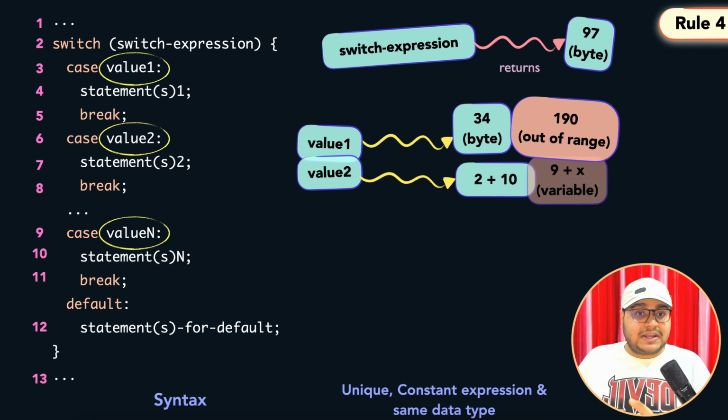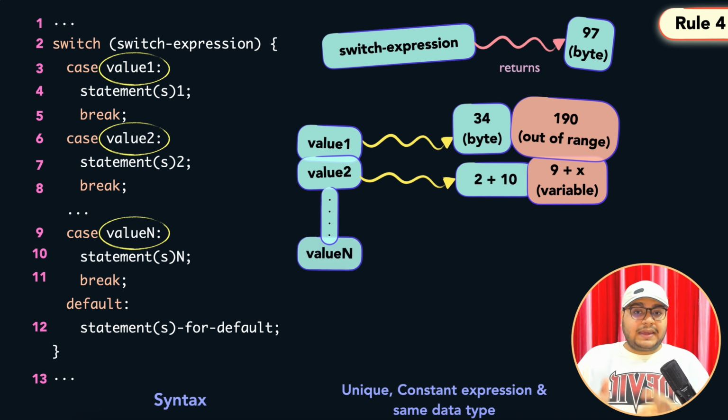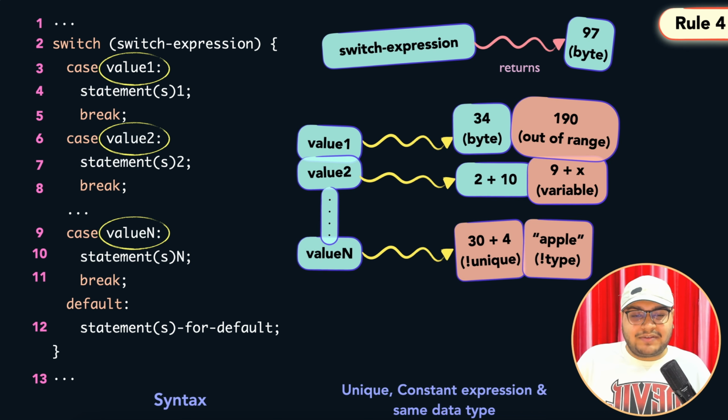Similarly, a value can take a constant expression of the form 2 plus 10, which is basically 12, but it cannot take a non-constant expression like 9 plus x because it cannot know what value it has at compile time. A case value can also not take the value of 30 plus 4, which is 34, because we have already used it in the case 1 above. And it cannot be Apple as well because that is a string data type and byte type was expected. I hope the rules are clear from the examples above.